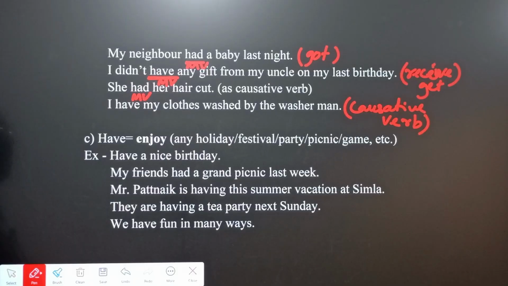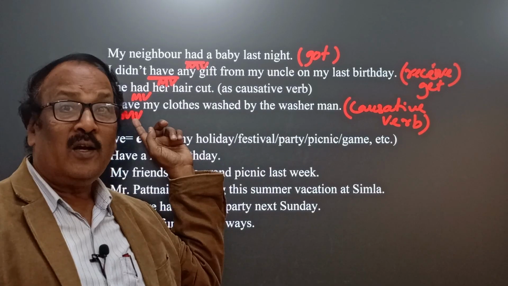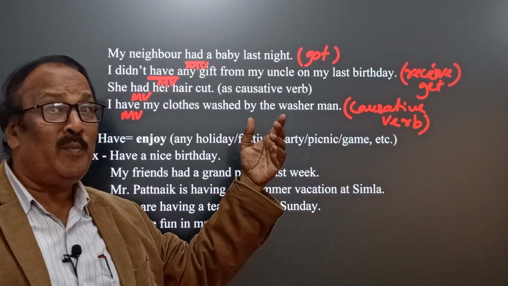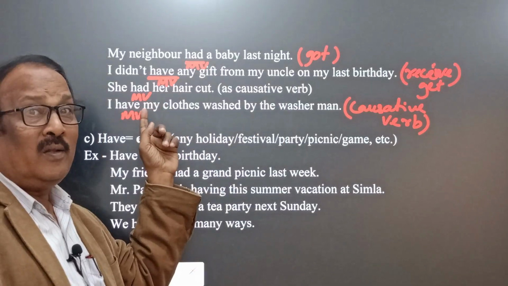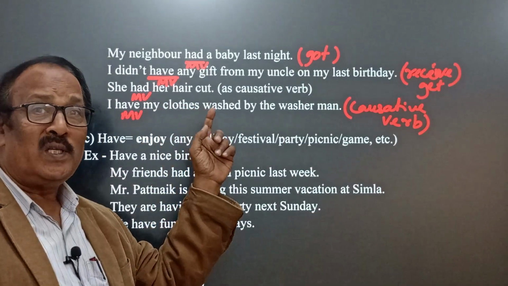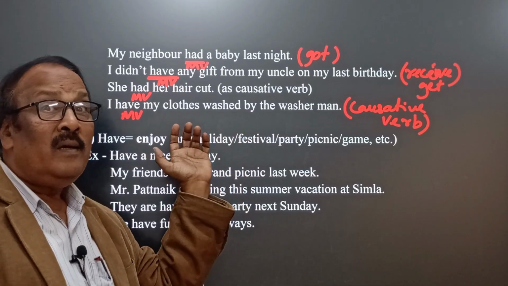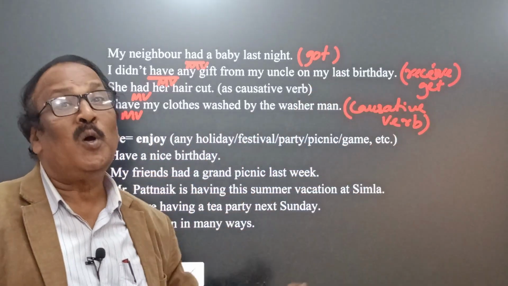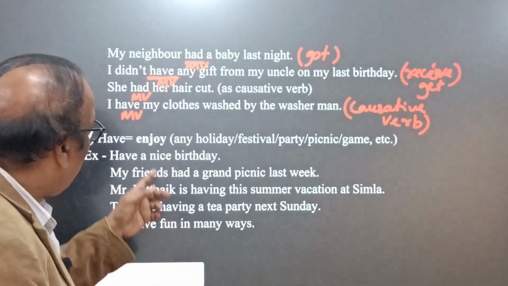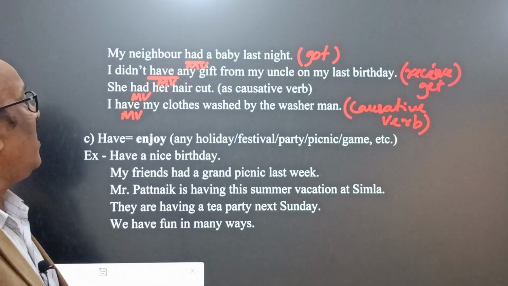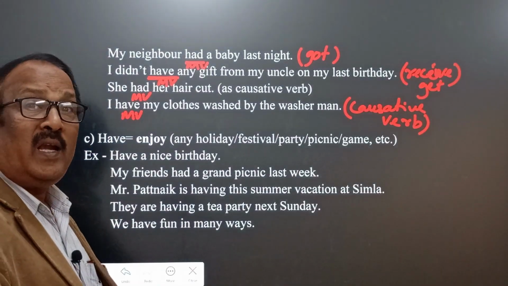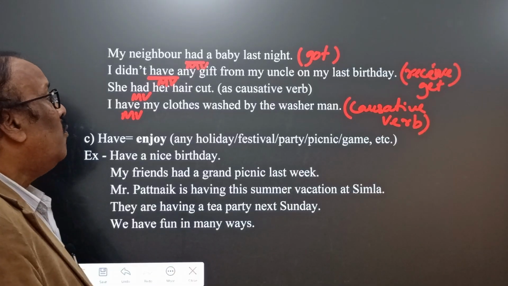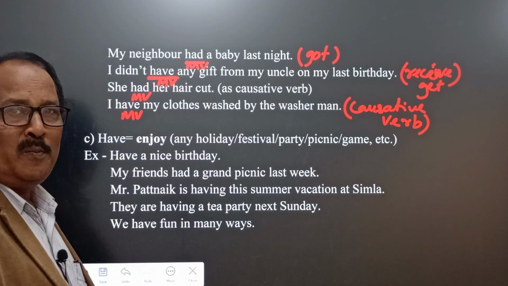I have my clothes washed by the washerman. This is a causative verb, and it expresses a passive meaning. Here the speaker doesn't wash his clothes himself. He gets his clothes washed by the washerman. Therefore, I have my clothes washed means I get my clothes washed by the washerman.